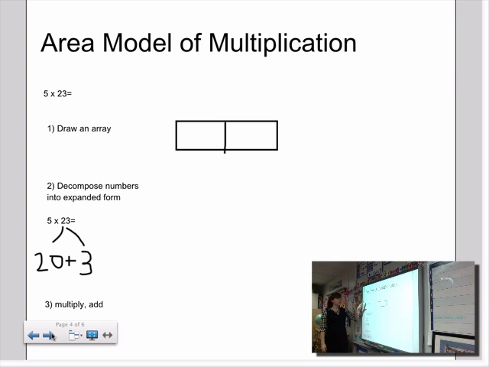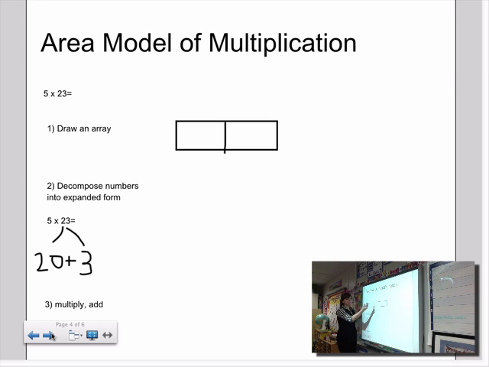In order to solve a double-digit multiplication question like 5 times 23, we first start off by drawing what's called an array. This looks like a rectangle, doesn't it? But in multiplication mathematical language, we don't call this a rectangle, we call it an array. So can everyone say array? Array. Array.